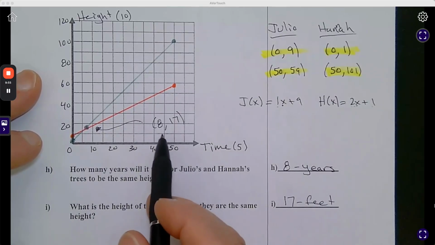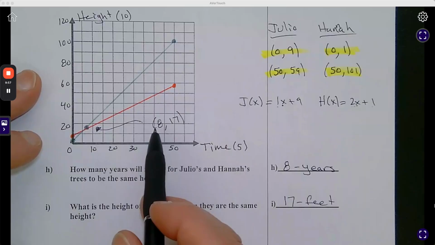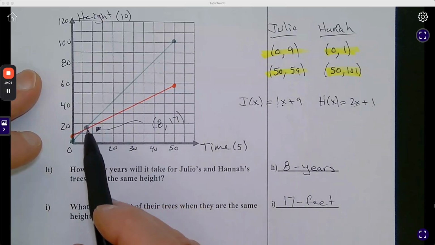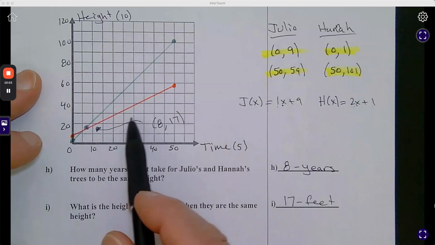So that's the point of intersection. It's when they're exactly the same, when the input and the output are exactly the same. Notice it's the only time that's going to happen.